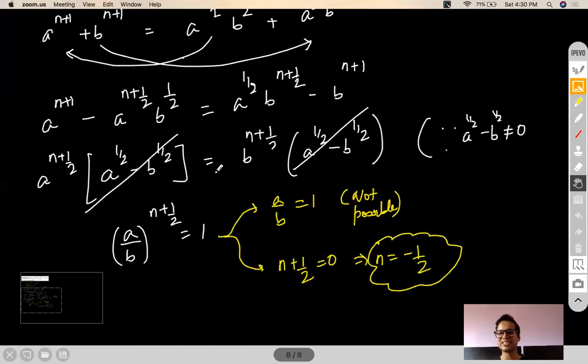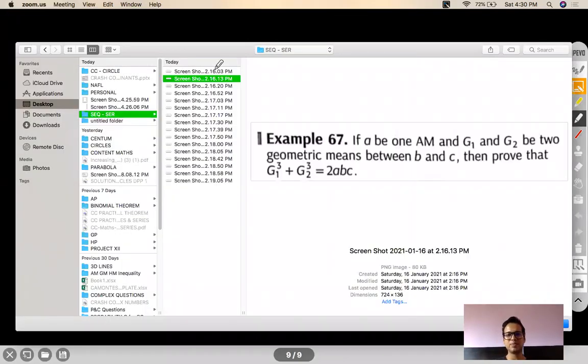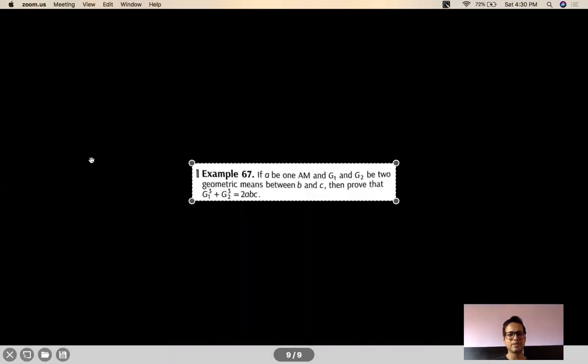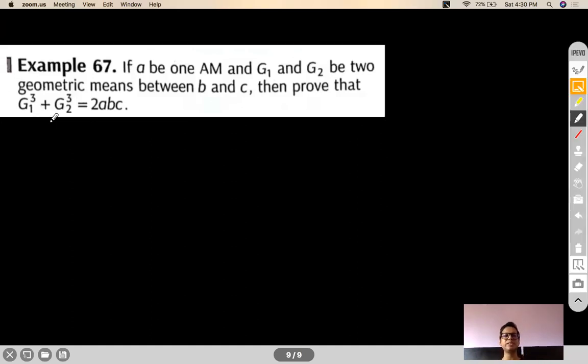Oh, Hariharan got stuck. Is it fine? Any questions? Any concerns? Can we move on to the next? All right. So let's take a very simple question. If A be the AM and G1 and G2 be two geometric means between B and C, then prove that G1 cube plus G2 cube is equal to 2ABC. I would request everybody to just write done once you are done with this problem so that we can discuss it.